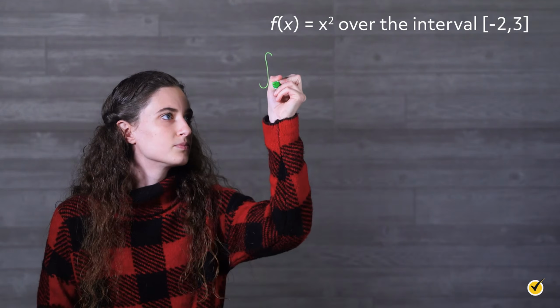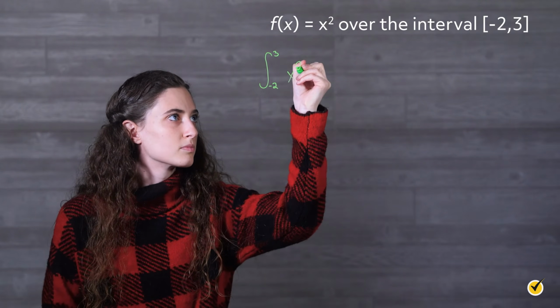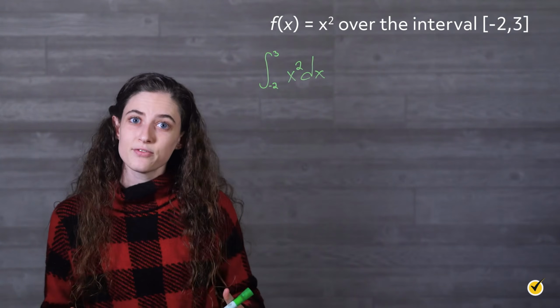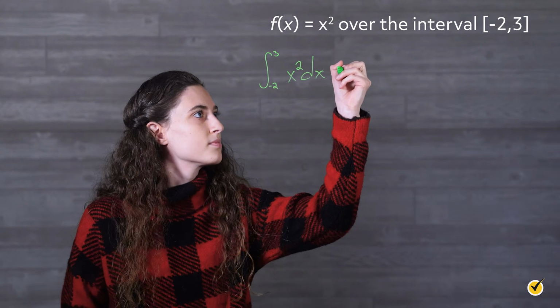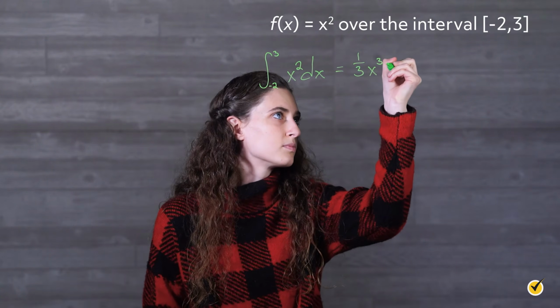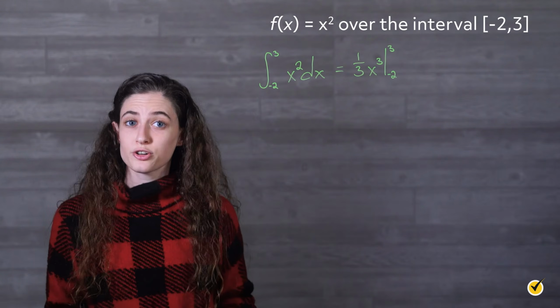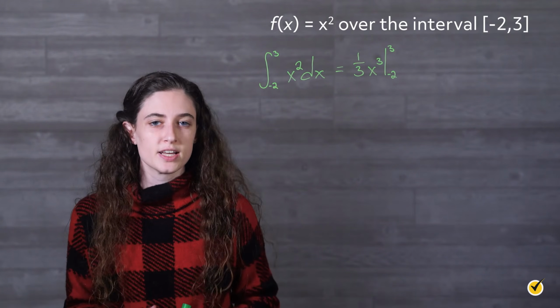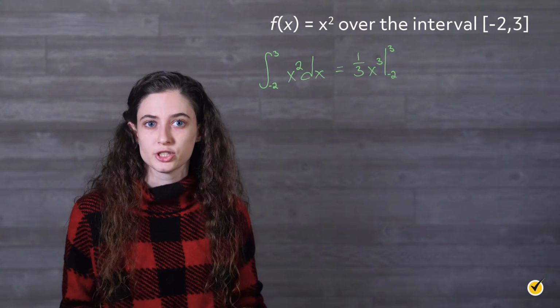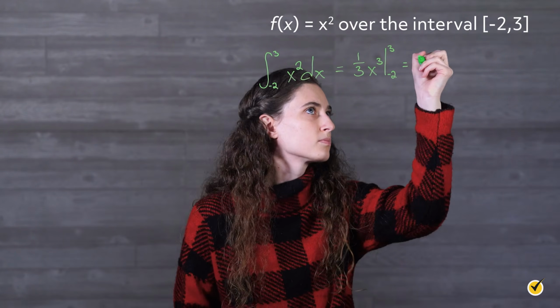Here's a quick demonstration. To find the area under the curve f of x equals x squared over the closed interval -2 to 3, first set up the definite integral. Then find the antiderivative. The vertical bar indicates that the antiderivative has been found, but the final calculation has not yet been done.